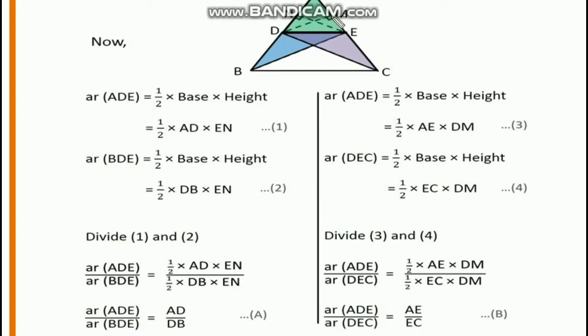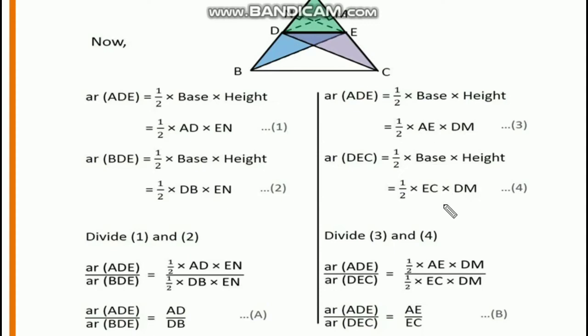This is the height. Okay, the same triangle, but here we took DM as the altitude. And next, the area of triangle DCE, this triangle. So here, half into base into height: the base is EC, and the height is here also DM. Okay, if we extend the triangle, you will get that height as DM.